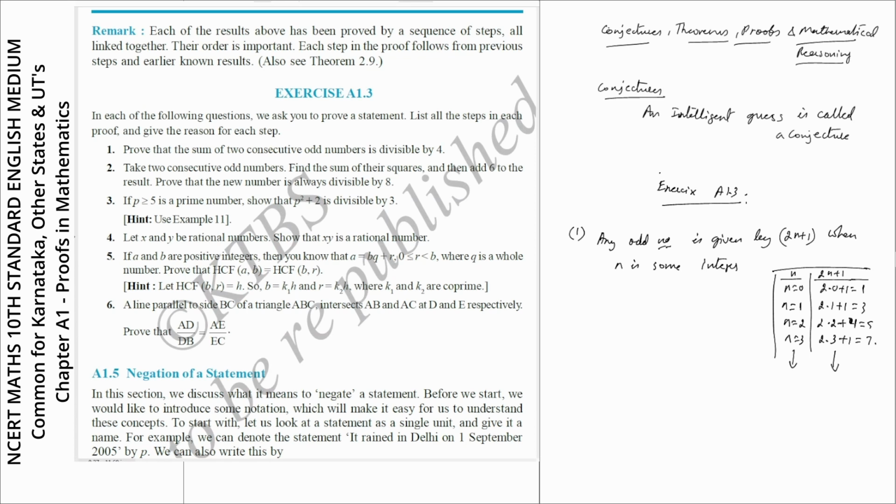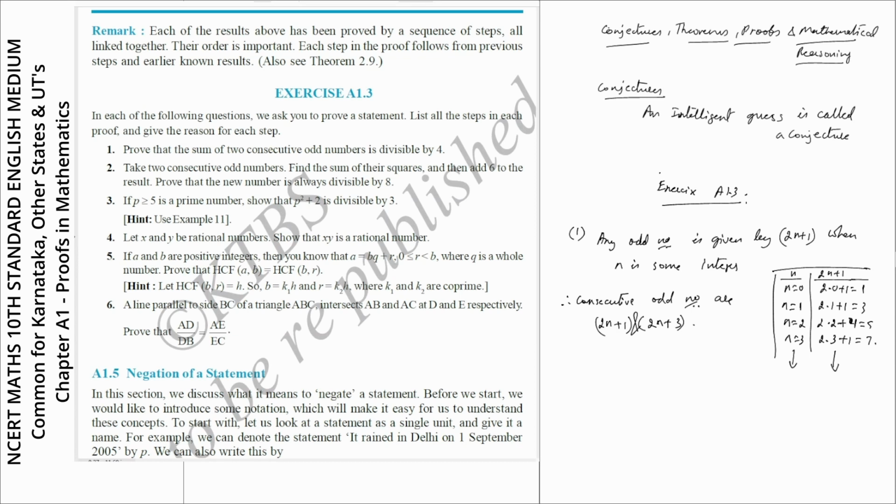Therefore consecutive odd numbers are 2n plus 1, and the next number will be 2n plus 3. If you add 2 to an odd number, it becomes the next odd number. So 2n plus 1 plus 2 gives 2n plus 3. Therefore consecutive odd numbers are 2n plus 1 and 2n plus 3.